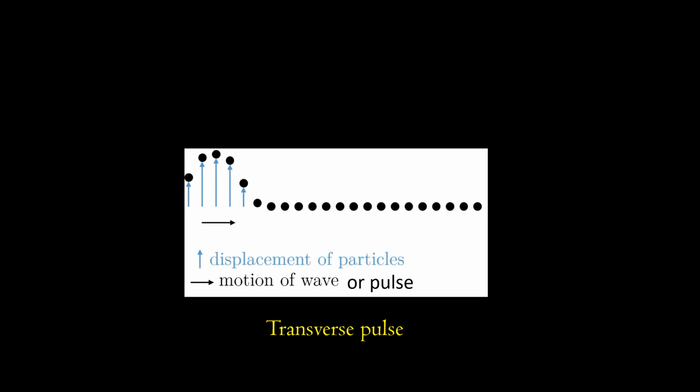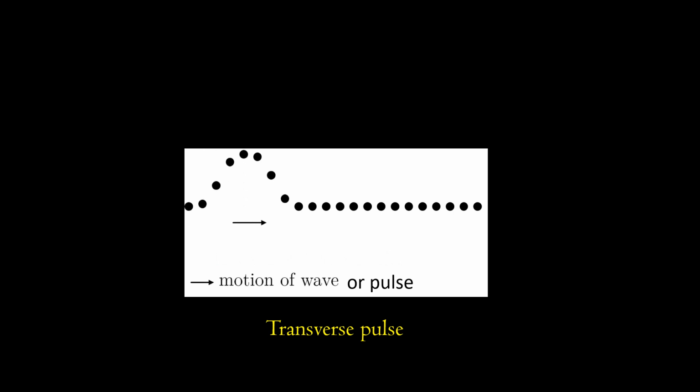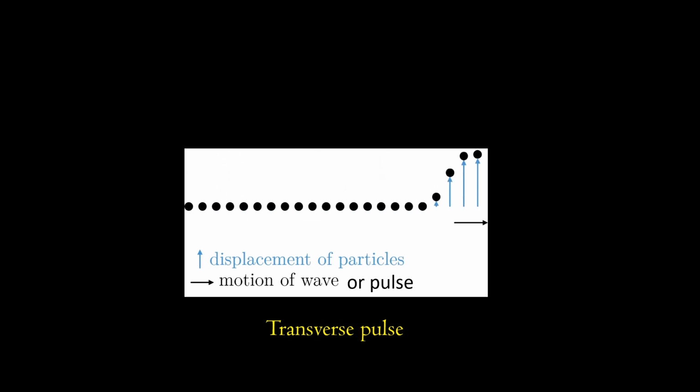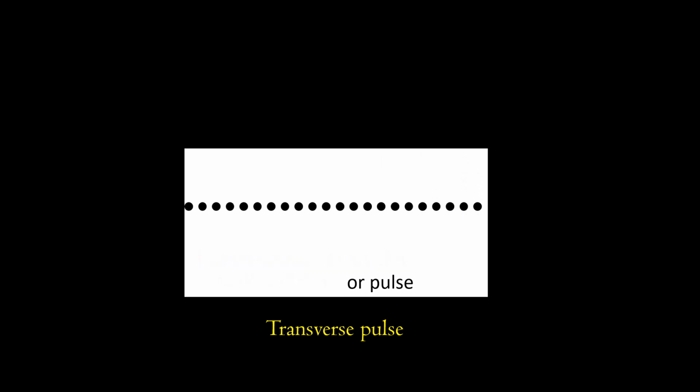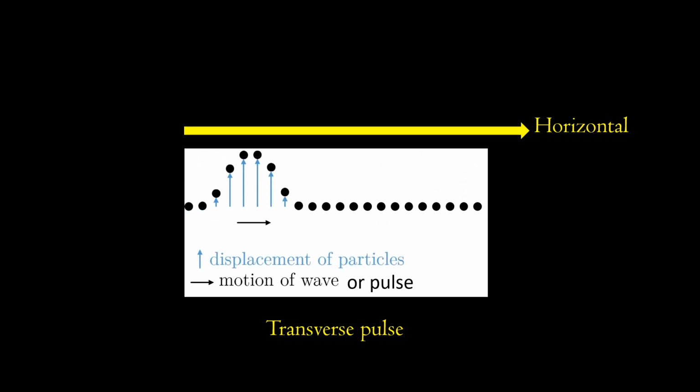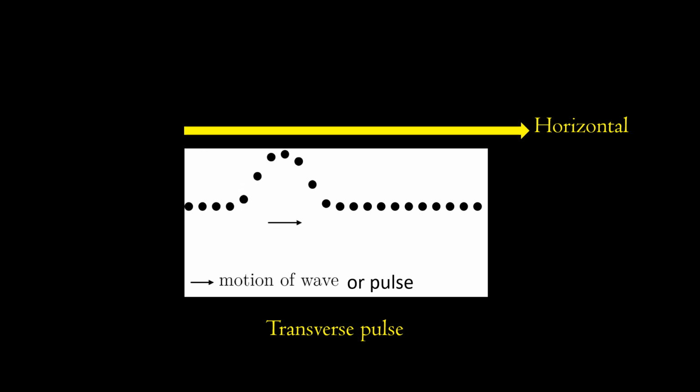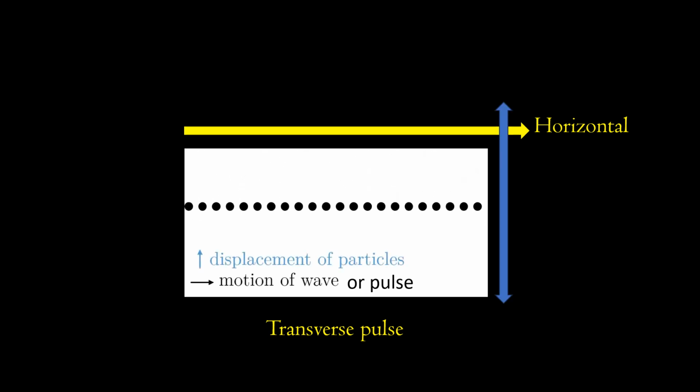Look at it. You see it, right? This is the pulse. It is a disturbance in a medium that is otherwise at rest. The medium is made up of small particles represented by the black circles. The pulse is in one direction, left to right, that is horizontally, and the particles of the medium are displaced in a different direction, up and down, that is vertically.